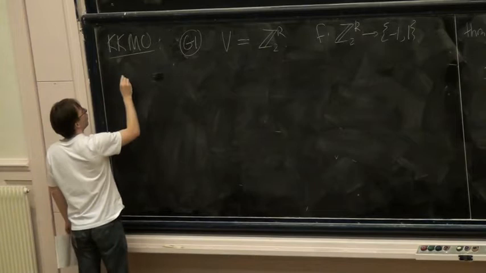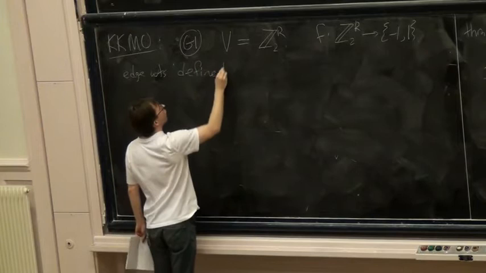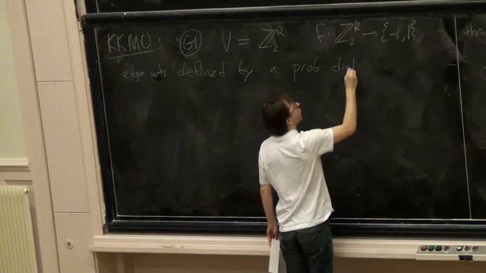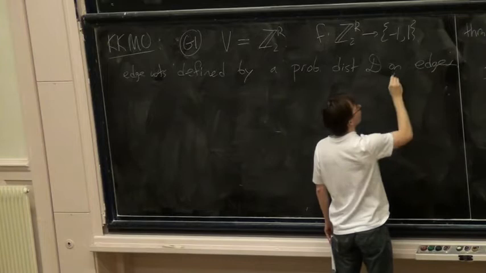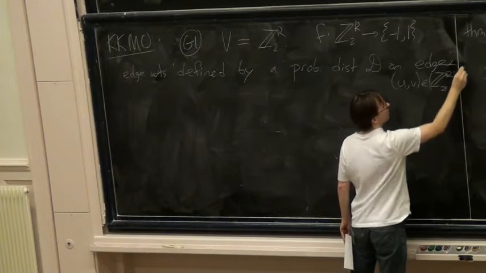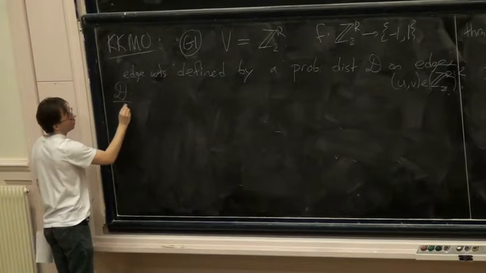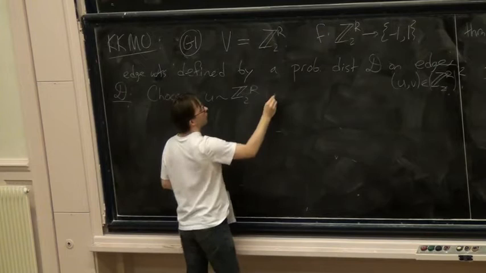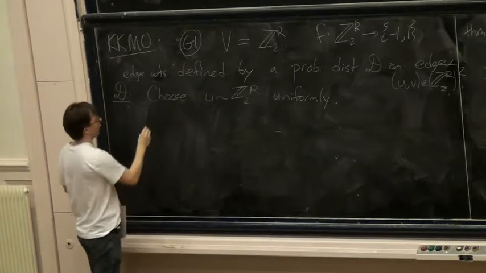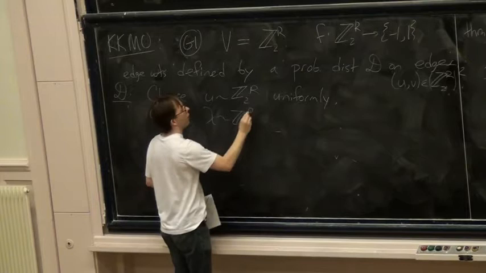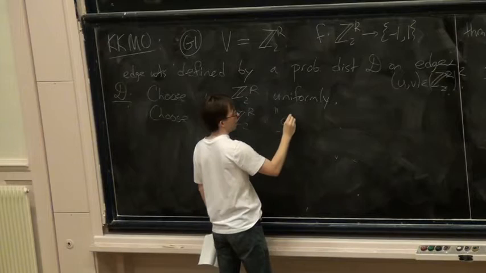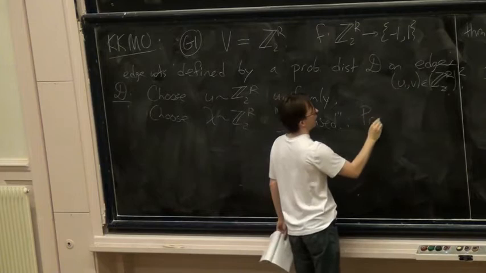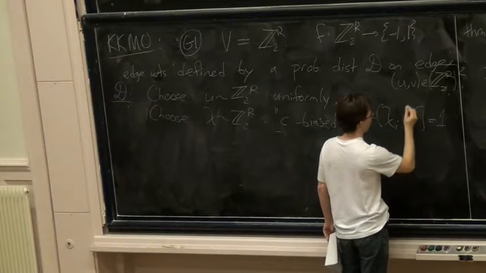Okay. So the edge weights are going to be defined by a probability distribution D on edges, which are pairs uv in Z2 to the R squared. And here's the definition of D. It's actually quite similar to Hastad's gadget. So we're going to choose u in Z2 to the R uniformly, as before. We're going to choose lambda in Z2 to the R, not uniformly, but again from a biased distribution. So this will be c-biased. In other words, the probability that lambda i equals 1 will be c for all i.